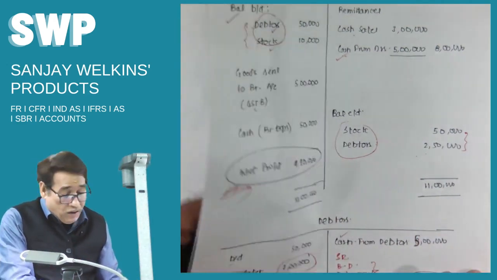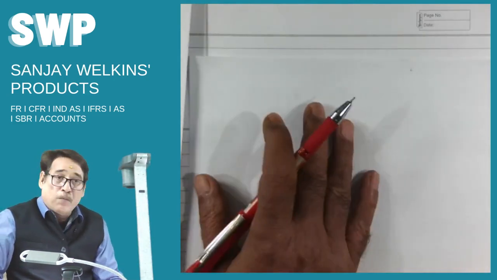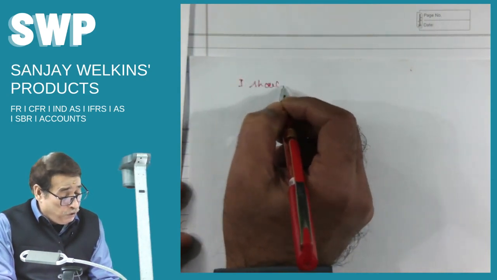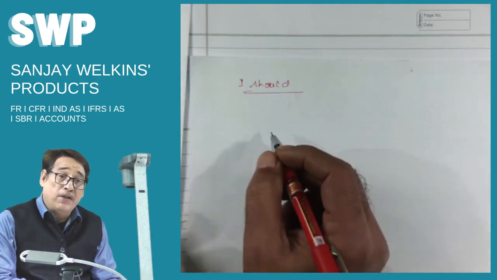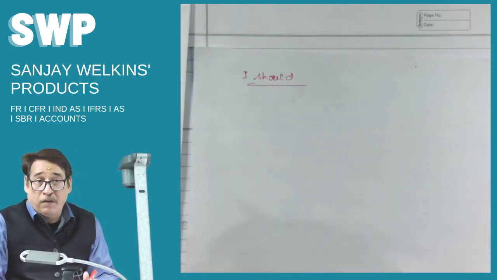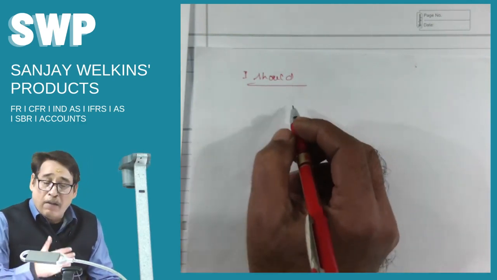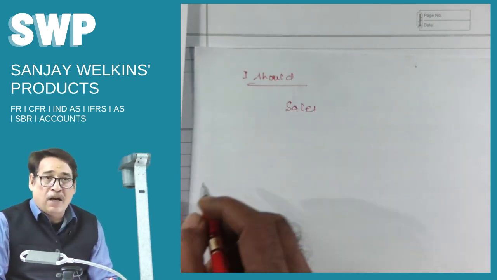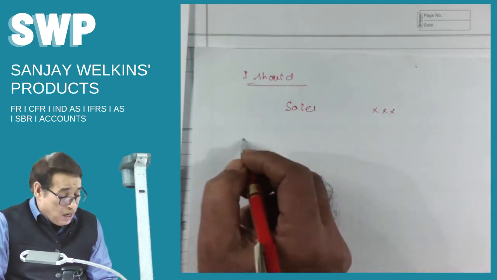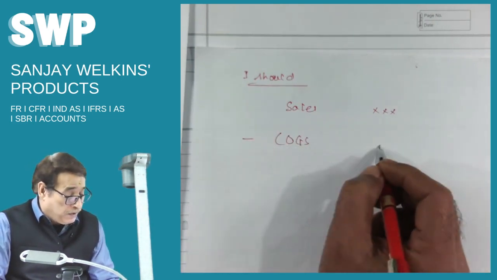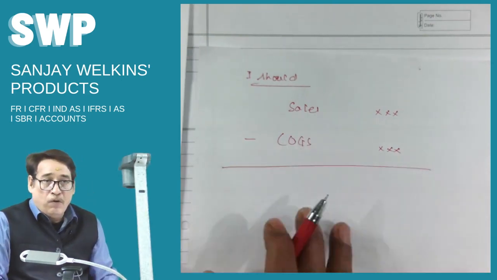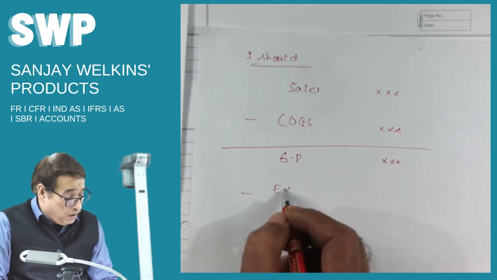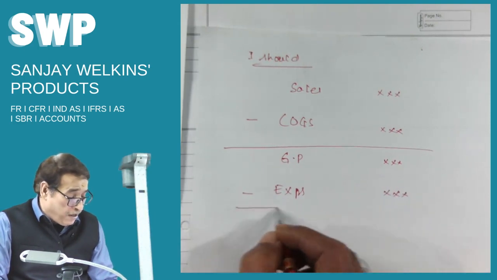See here, there are two ways of getting the net profit. One way is that I should adopt a full-fledged double entry accounting system. Because if I had adopted the full-fledged double entry system, it would have been very easy for me to compute the profit, because in that case, I could have found the figures of sales so easily. I could have found cost of goods sold so easily. By subtracting cost of goods sold from sales, I could have found gross profit so easily. And from there on, I would have subtracted my expenses and arrived at my net profit.